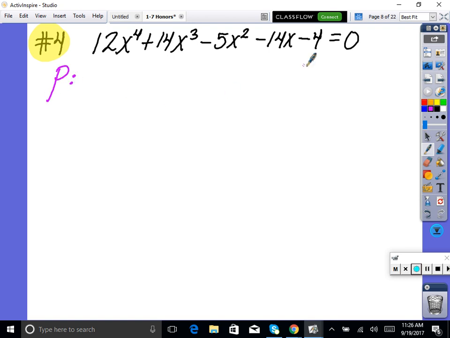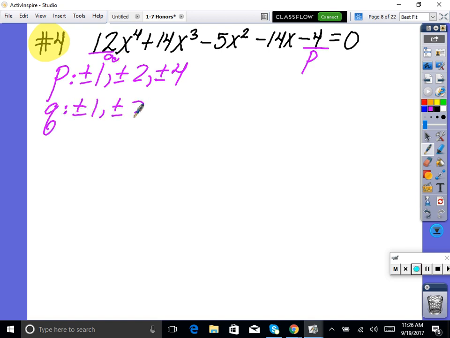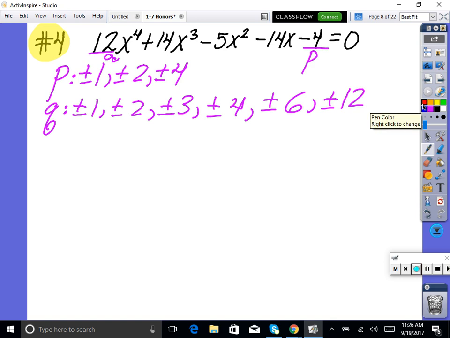Listing out factors of P. This is P. Plus and minus 1, plus and minus 2, plus and minus 4. Does everyone agree? This is Q. Let's list out factors of 12. There's a lot. Plus and minus 1, plus and minus 2, plus and minus 3, plus and minus 4. Yikes. Plus and minus 6, plus and minus 12, right? So now let's list out all possible P divided by Q. Here we go. 1 over 1 is 1, right? 1 half. Look, 1 half.